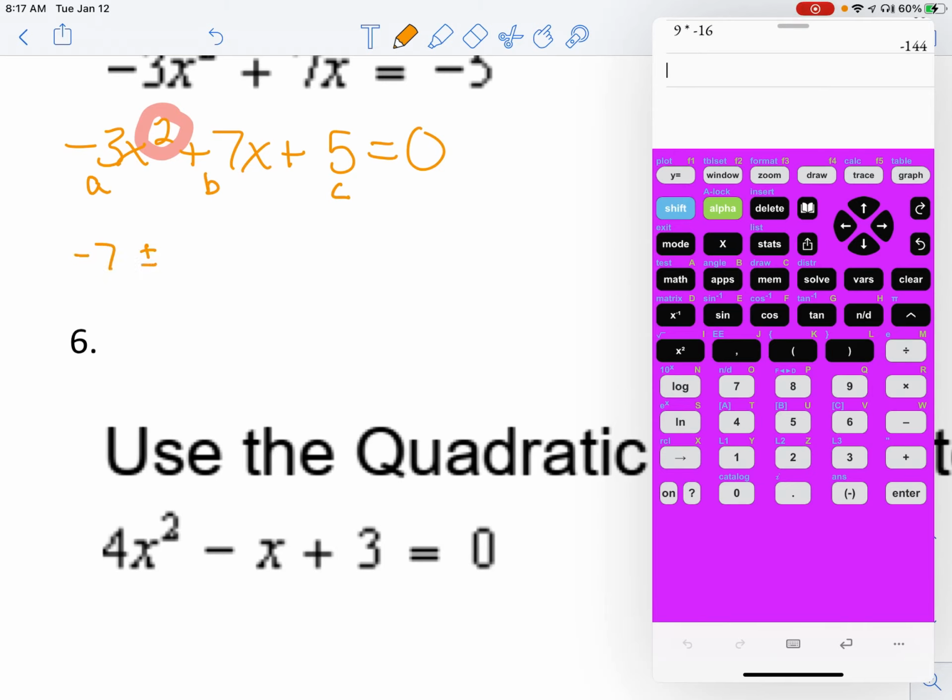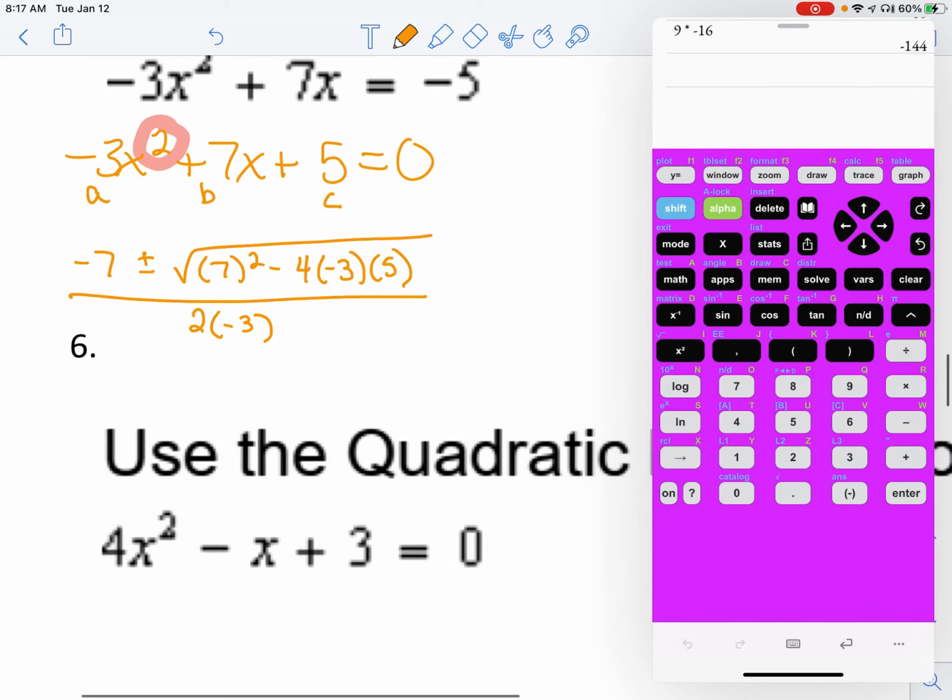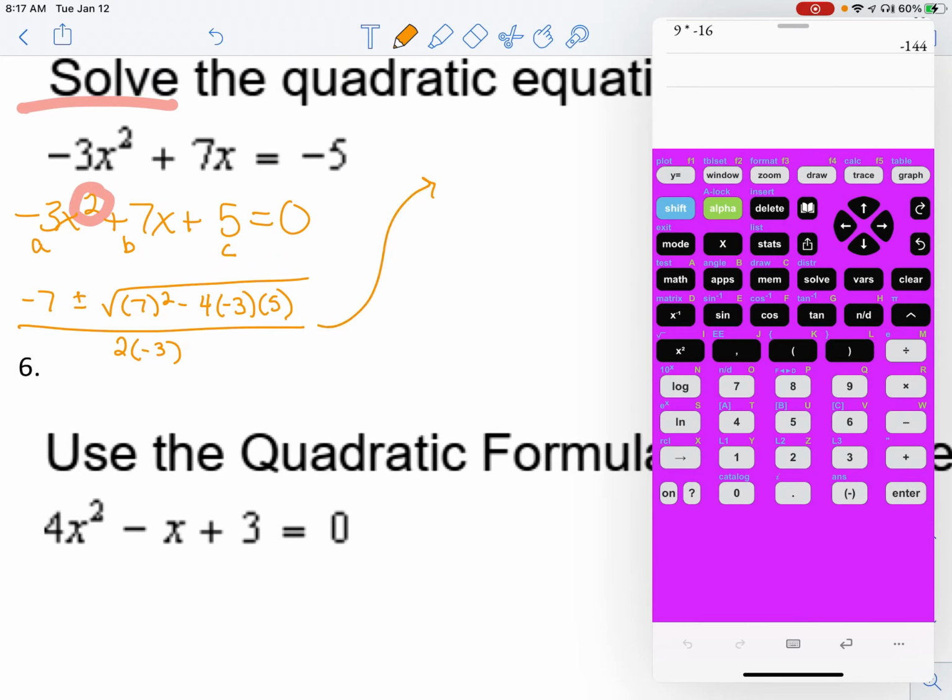Opposite b plus or minus square root of b squared minus 4a and c all over 2a. Let's keep going with that. Draw an arrow up here. So it's going to be 7 squared in parentheses minus 4 times a times c. So 109. That's an interesting number. Over negative 6. Let me just check that 109 again. 7 squared minus, yeah, I guess that's right. Yeah, that's good.